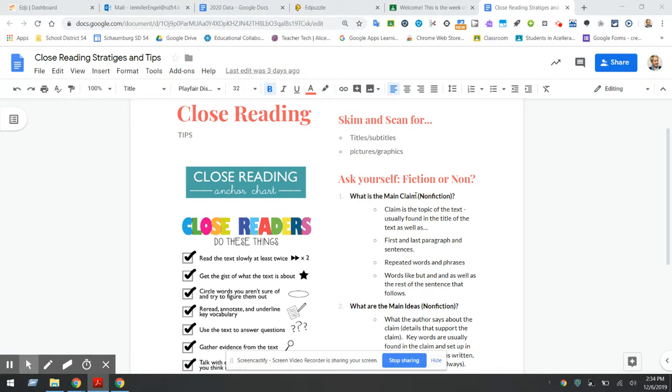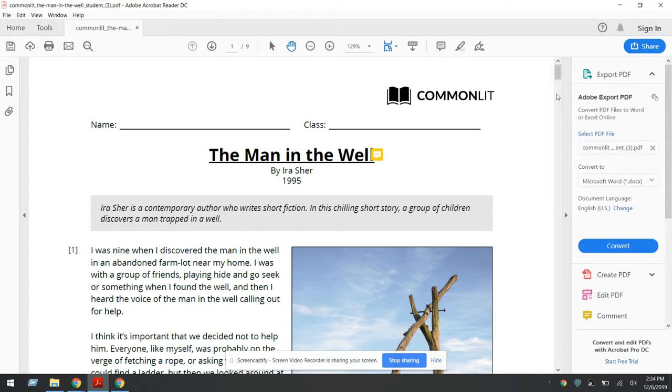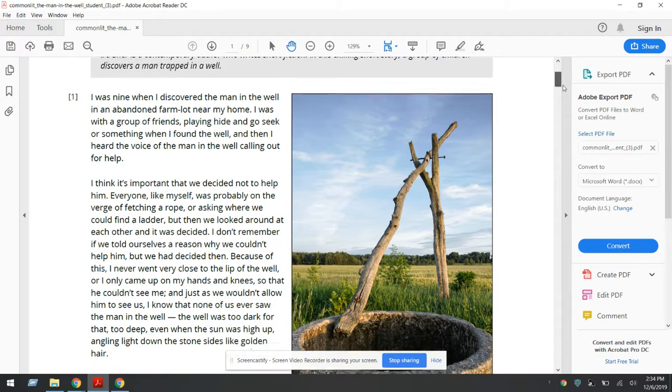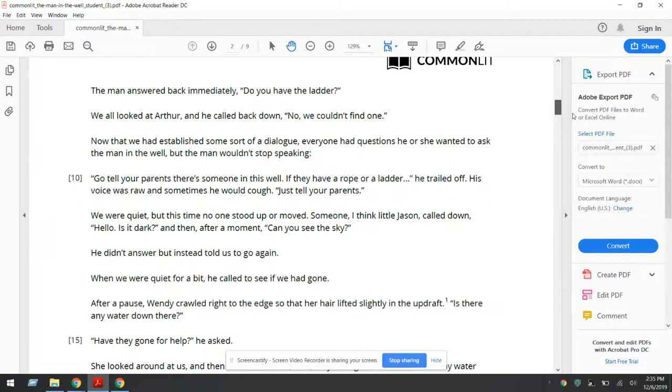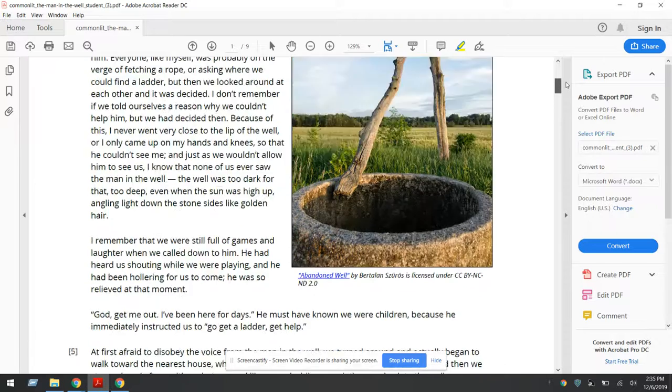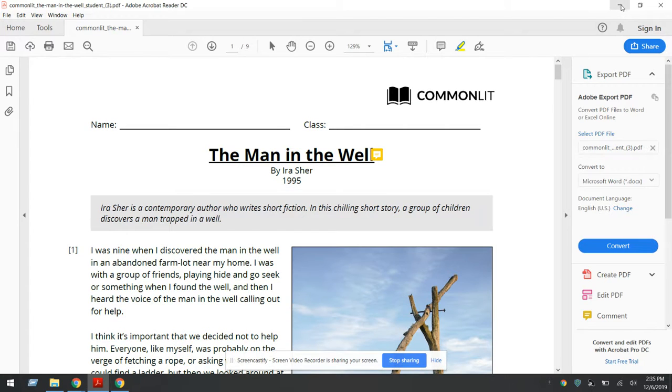So the next one is asking yourself if it is fiction or nonfiction. Going back to our story, I'm skimming and scanning, and I can already tell that it is a fiction story because here we have that dialogue, right? One way that we can tell dialogue is that there are these quotes here. Dialogue is something you're going to mostly find in fictional stories. Plus, it doesn't have a lot of titles and subtitles.